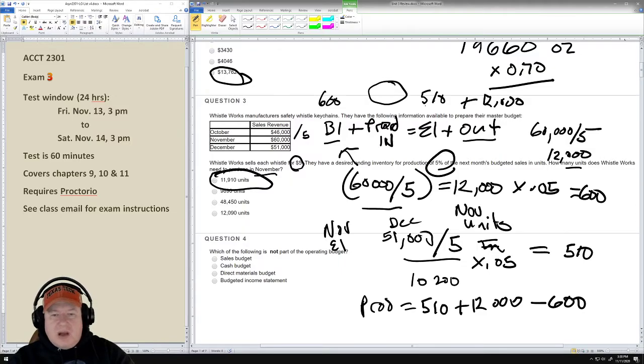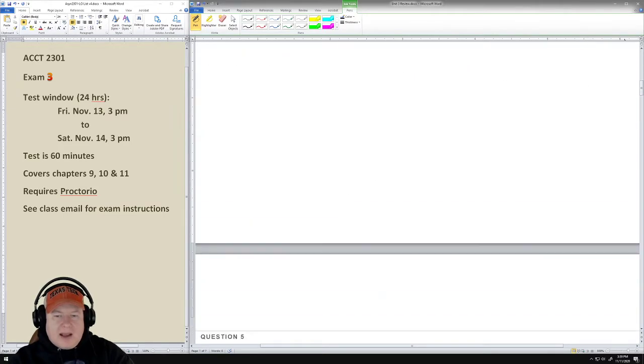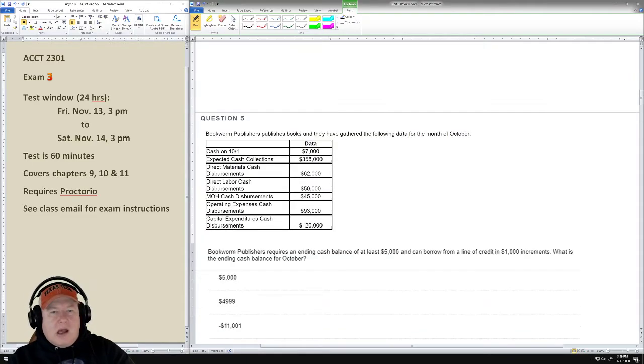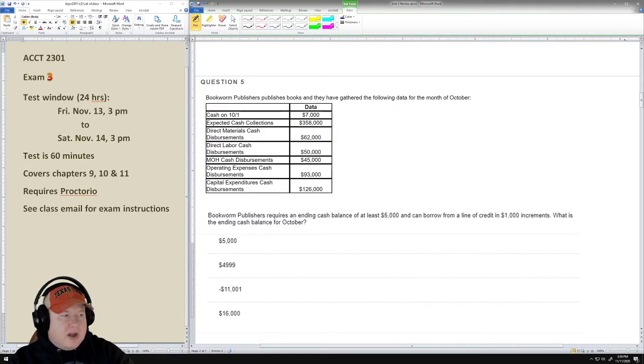So another beginning inventory, another inventory equation problem. Just make sure you understand which numbers come from where: where the beginning inventory is, where the ending inventory is, and what the in and out number is. Like I say, these documents will be posted for you to take a look at.